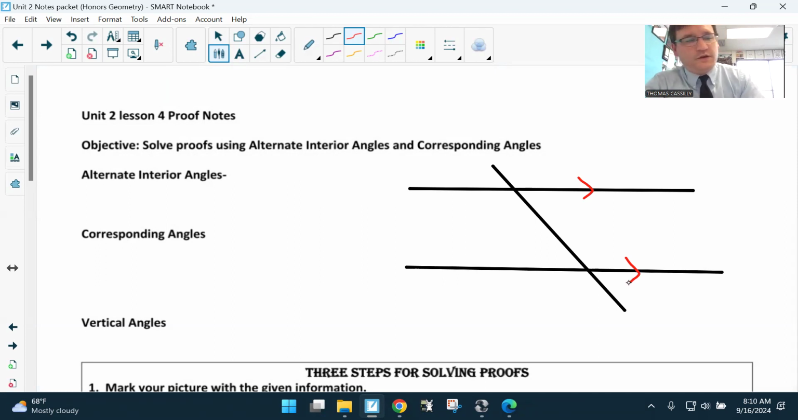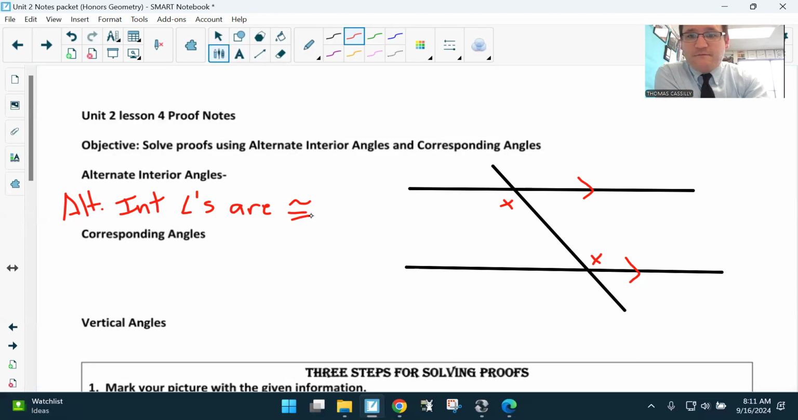So if I want to look at a pair of alternate interior angles, remember these are always pairs, I can pick this one and this one. Those are alternate interior angles. Well, what do we know about alternate interior angles? I'm going to abbreviate this: alternate interior angles are congruent. So if one of those x's is, I don't know, 140 degrees, the other one is 140.